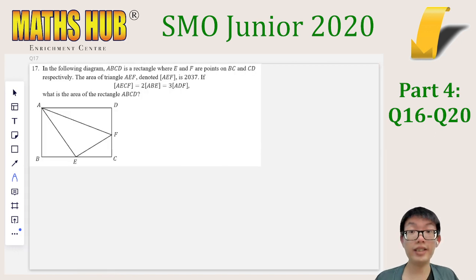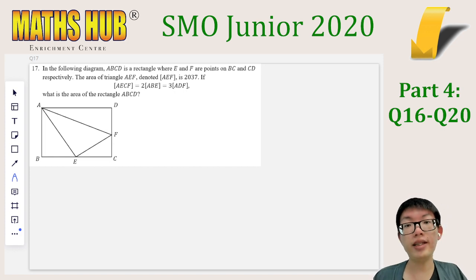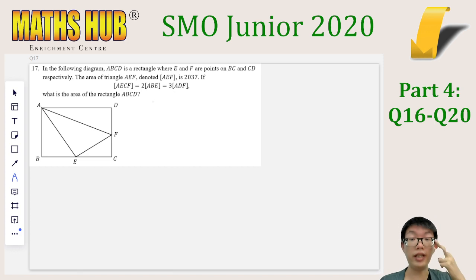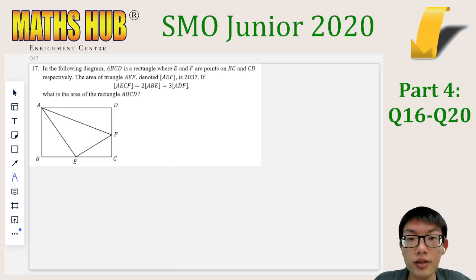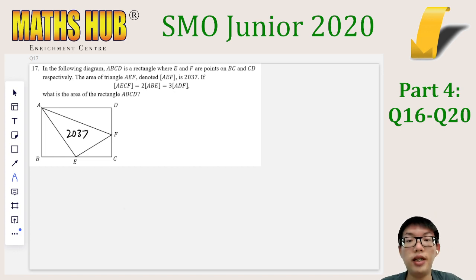Next, question 17 is a geometry problem. It is really quite a simple figure. There is a rectangle. You have 2 points E and F on BC and CD, and then the area AEF is 2037, with some other ratio of areas also being given to us. So let's write down 2037 here. And it tells us that AECF is 2 times of ABE, which is 3 times of ADF.